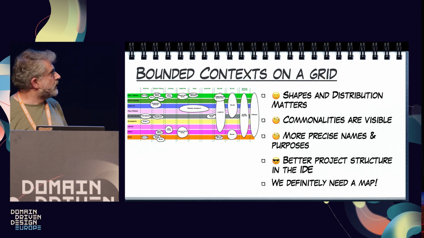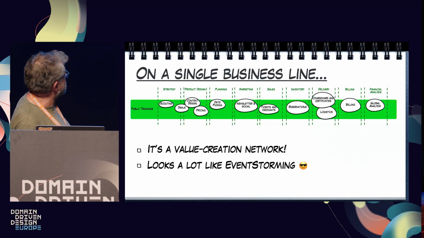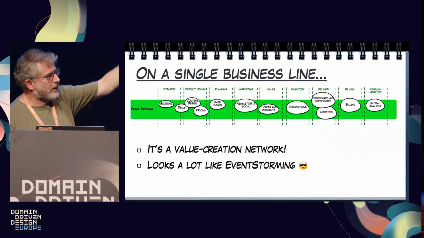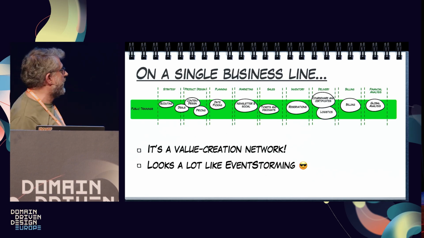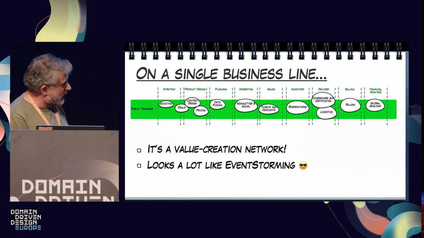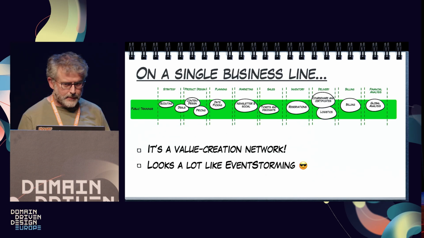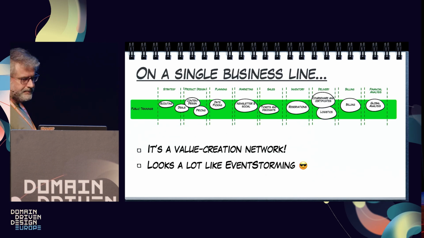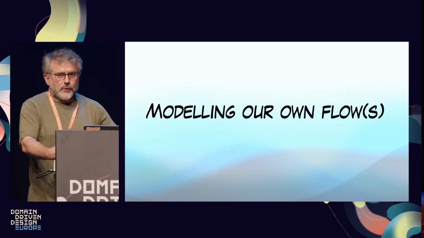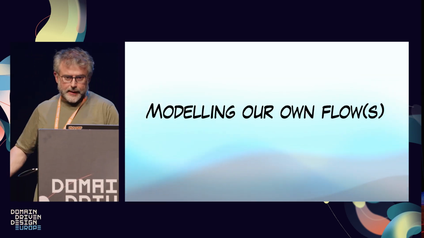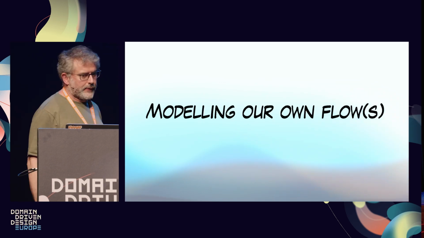If you zoom on a single business line, well, it starts to look like an EventStorming or a value creation. You have multiple models collaborating, and that's how I got more or less the phases. It's not exactly the same thing. It's not squared, but that was the idea. Then on top of it, of course, we started modeling our flows with the idea of, okay, no trade-off. We try to do the good thing.